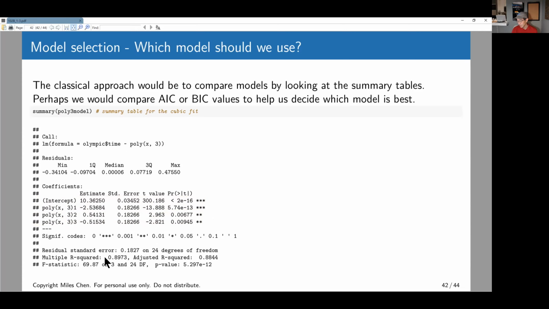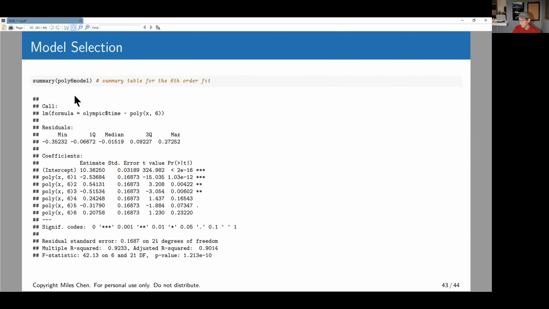Okay, I don't know, right? If you look at your R squared values, we have 0.8973. And there are other terms that we could look up. If we look at the summary for the 6th order polynomial, the first 4 terms, the intercept along with the linear, quadratic, and cubic terms, are all significant, but the 4th, 5th, and 6th order terms are not significant at the 5% level, so perhaps we don't want to keep them. We do see our R squared value is higher though, at 0.9233. So our R squared value is higher, only a little bit.